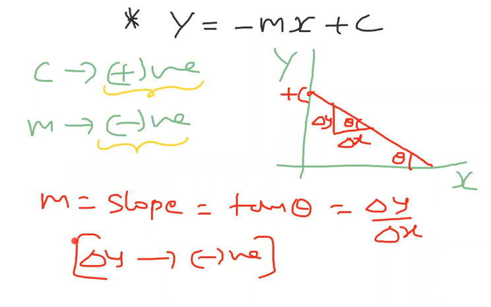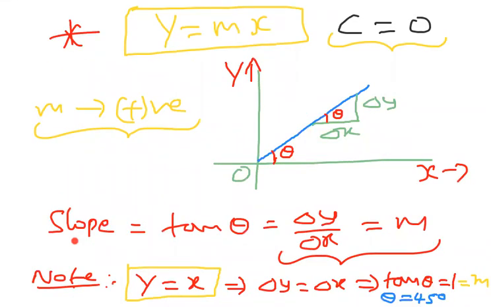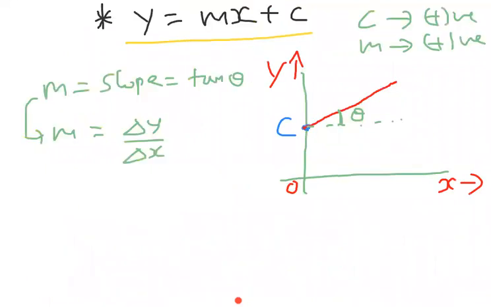So we discussed four conditions here. First one is y equal to mx. Here c is 0 and m is positive. C is 0 means it starts from the origin, and m is positive. We have drawn it like that. For y equal to x, theta is 45. Next we discussed y equal to mx plus c, where the slope is delta y by delta x. C is positive, m is also positive, and we get the graph in this way.